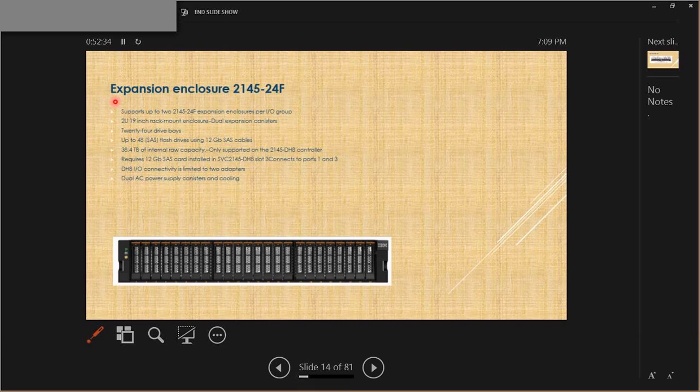And it has dual AC power supply, canister and cooling. Okay, and I/O connectivity is limited to 2 adapters. We'll be discussing that. It has a 12 Gb SAS card installed in case of DHA, and slot 3 is free. There is connectivity we'll be looking at closely: how SVC nodes are connected to expansion enclosures. There is a connectivity diagram where we'll be able to see how the backend connectivity happens between your SVC and the expansion enclosure. Okay.